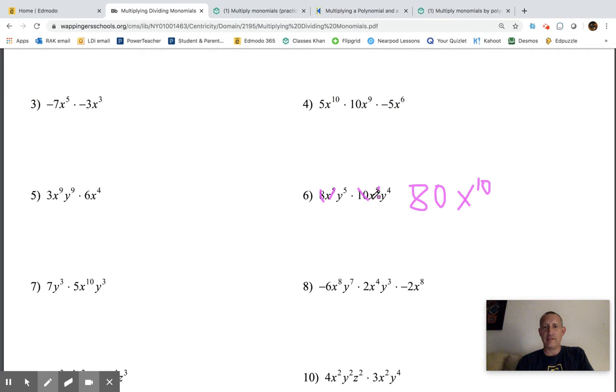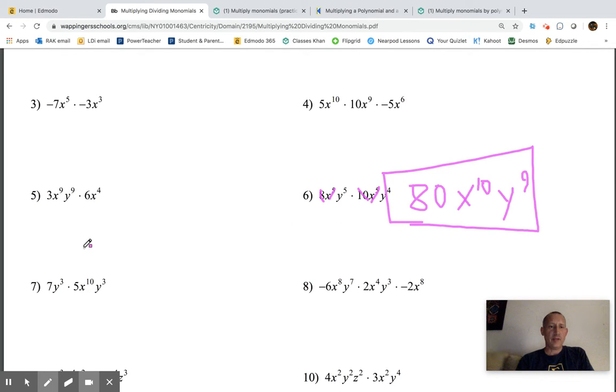So now all we have left are the powers that have y as a base. So we have 5 y's here and 4 more y's here. So how many y's total is that? It's 9. So that's y to the 9th. And that's all you got to do.